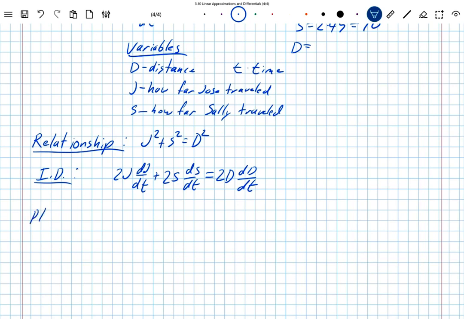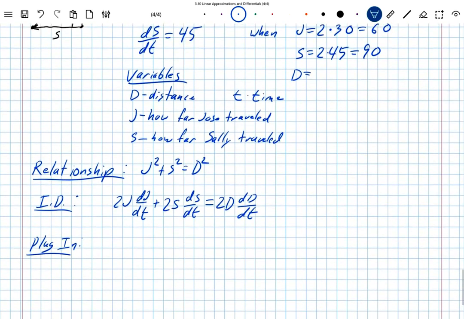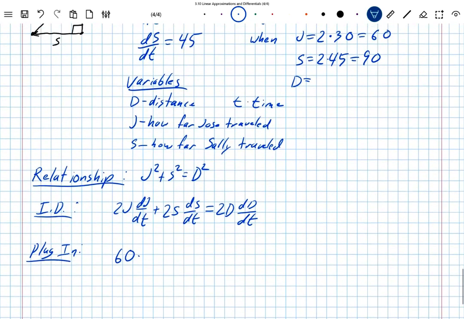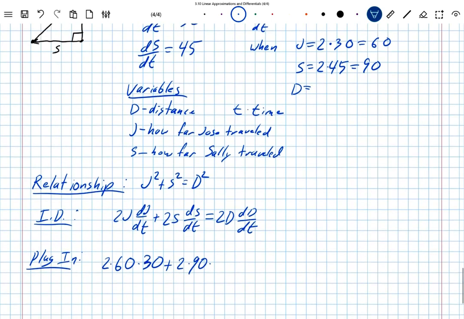And sometimes when I start plugging in, I realize I also need to back solve for a few things. So let's plug in. I know what my j is. This j is going to be 60 times 2, I know what my dj/dt is, 30. So once we start plugging in, we're focusing on this one moment in time. Plus 2 times my s at this one moment in time is 90, times ds/dt is 45.